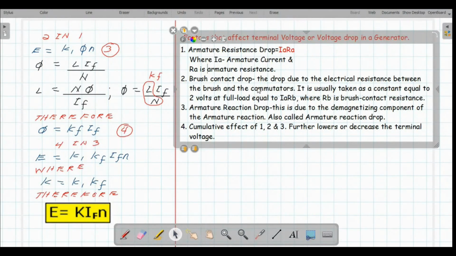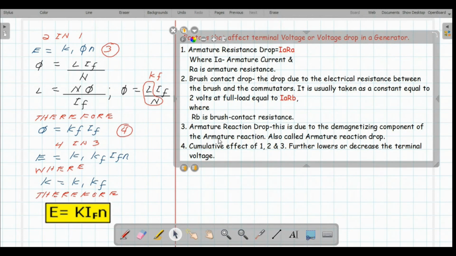Sumunod, isa pa sa mga nakakaapekto yung brush contact drop. Yung contact ng brush dun sa armature, sa commutator. Yung voltage drop na yun ay dahil sa electrical resistance sa pagitan ng brush at saka ng commutator. Kino-consider na constant yung voltage drop na yun na hindi naman nalalayo sa 2 volts or full load na nag-i-equal sa armature current times the brush resistance drop, where RB is brush contact resistance.